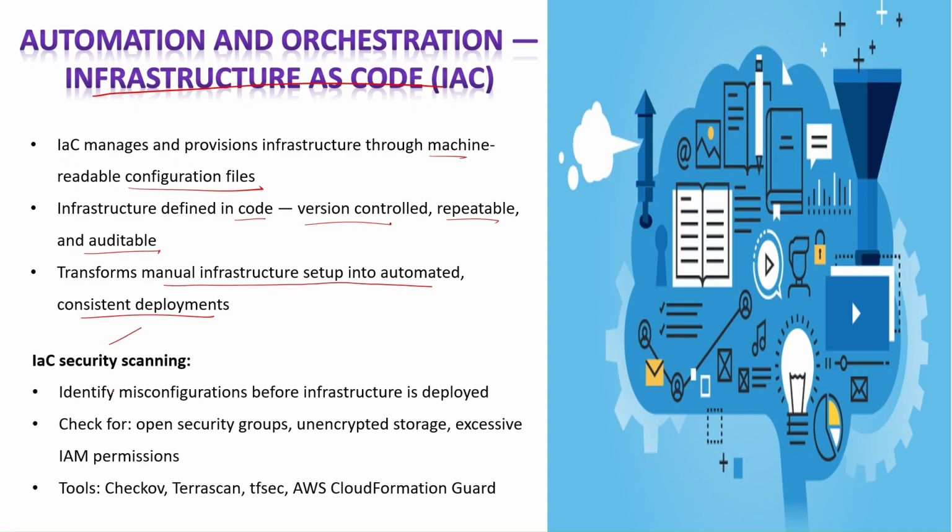IaC security scanning identifies misconfigurations before infrastructure is deployed. Check for open security groups, unencrypted storage and excessive identity and access management permissions. Tools include Checkov, Terrascan, tfsec and AWS CloudFormation Guard.